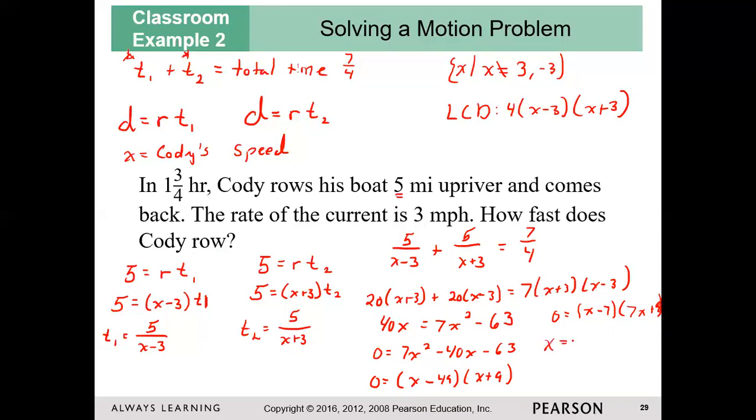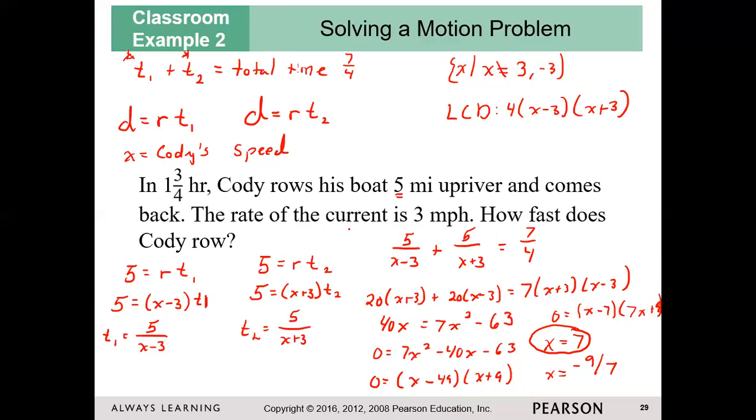So I get x is equal to positive 7, and I get x is equal to negative 9/7, which I am immediately going to cancel out, the last one, because x is Cody's speed, and he cannot row negative 9/7 miles per hour. So 7 is Cody's rate of rowing. This was an awful lot of work, as you can see. I will try not to torture you guys with too many of these word problems on the tests and the final exam. But I do need you to know that they exist.